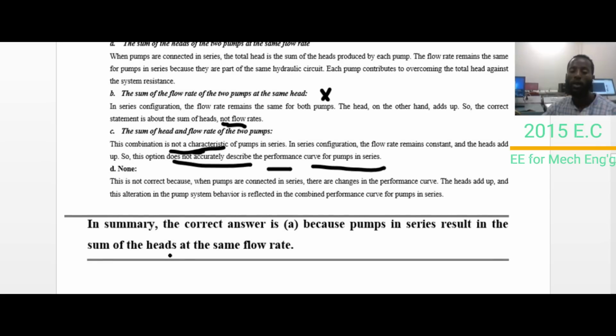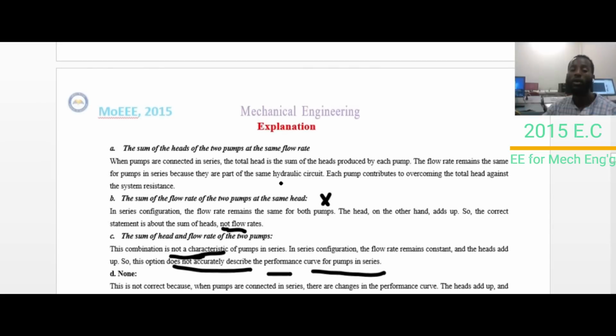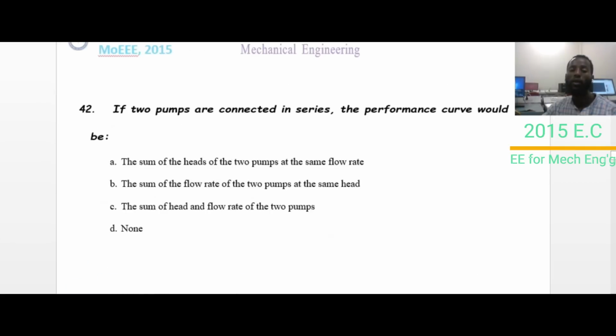Therefore, in summary, the correct answer is A, because pumps in series result in the sum of the head at the same flow rate. So when we connect two pumps in series, the resulting curve is the sum of the head at the same flow rate. So the correct answer is A. Therefore, if two pumps are connected in series, the performance curve will be the sum of the head of the two pumps at the same flow rate.